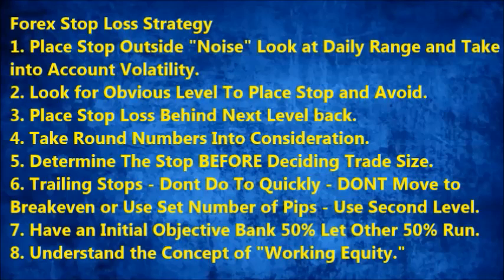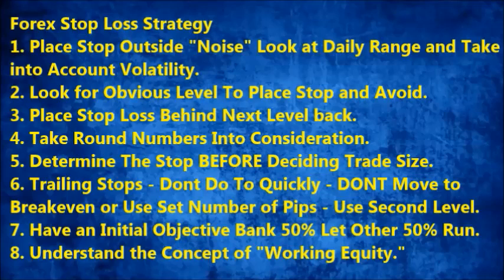Okay, now in terms of point number 7, have an initial objective. Bank 50%, the other 50% run. What I mean by that is to always do 2 trades. Okay, you want, or most traders want, to really catch big trends and hold them, but it's very difficult to do. Okay, because you don't want to give back too much profit, and once your trade becomes a big profit, the temptation to move the stop too close, etc., comes into play.